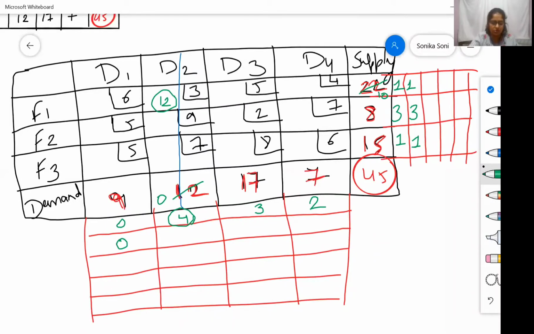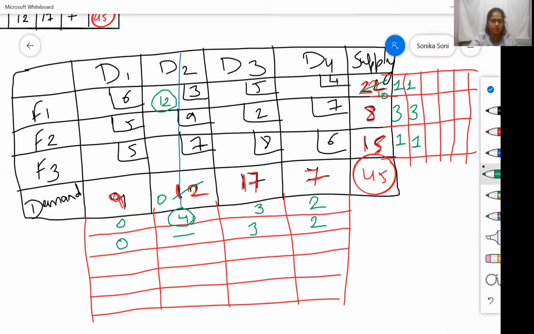So we'll write 0. Here the D2 column we have cancelled it out, so it is nil. In the D3 column we have the first least cost as 2 and the second least cost as 5, so the difference is 3. In the D4 column, we have the first least cost as 4 and the second least cost as 6. That means the difference between them is 2.